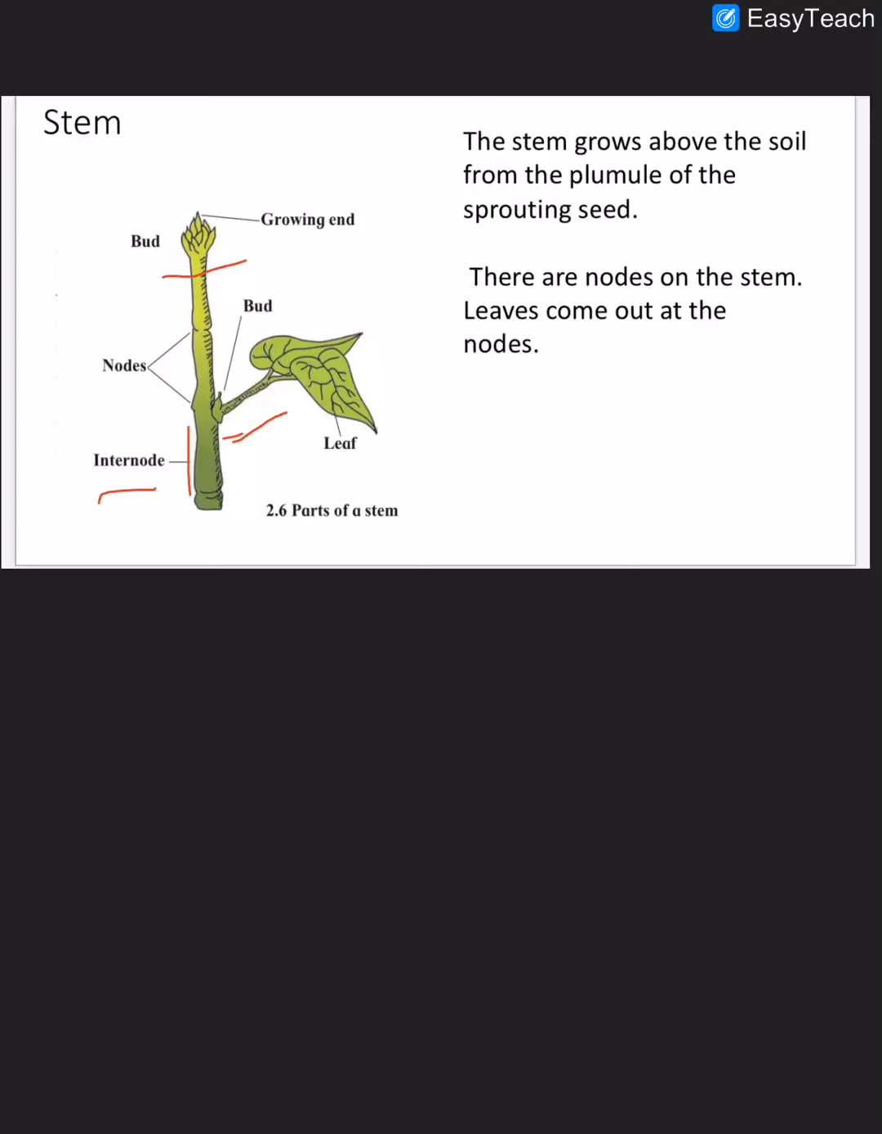The stem grows above the soil from the plumule of the seed, as you have seen in the parts of a seed. Plumule is from which the stem of a plant grows, and there are nodes on the stem, and leaves come out from the nodes.